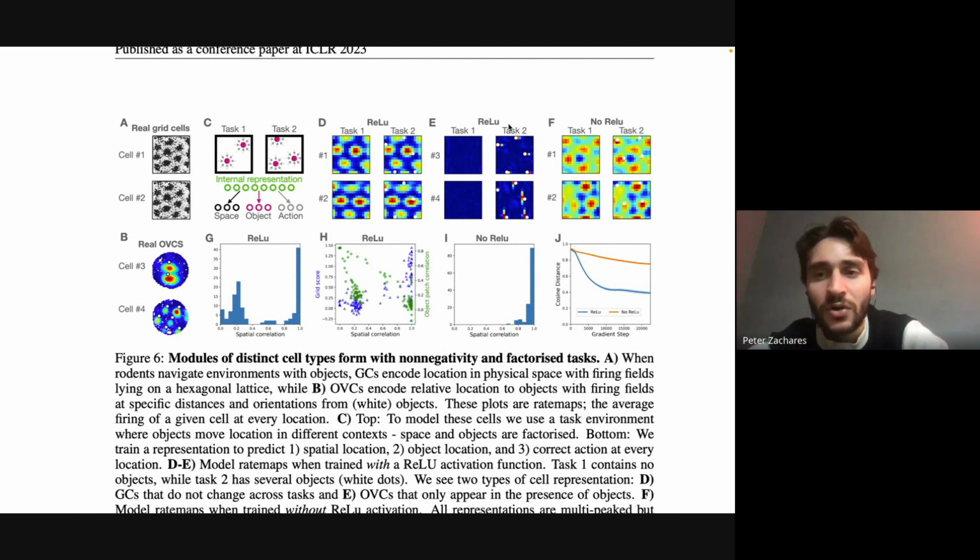And what they're showing in F is that if you don't have ReLU, so you don't enforce non-negativity in the RNN, then you don't really see, for example, the stark contrasts that you see in D. And so you don't see the same patterns. So they argue that non-negativity and energy minimization lead to seeing the types of patterns that we see in the brain, and why they develop and what they look like.